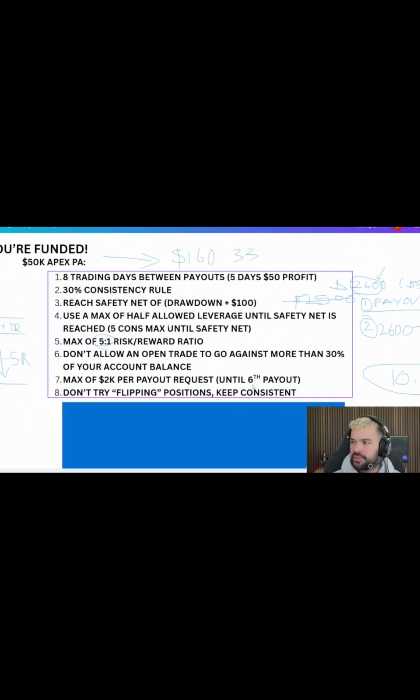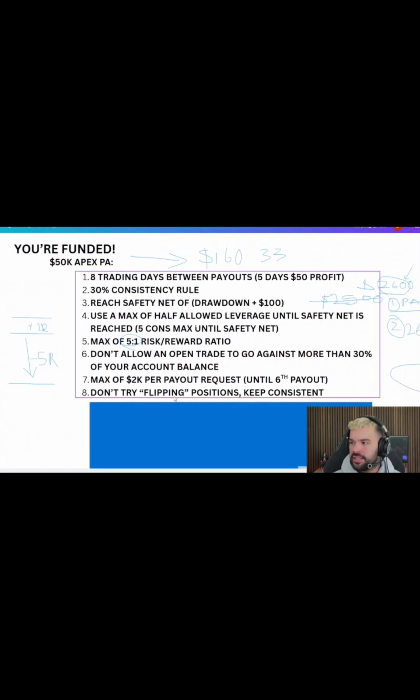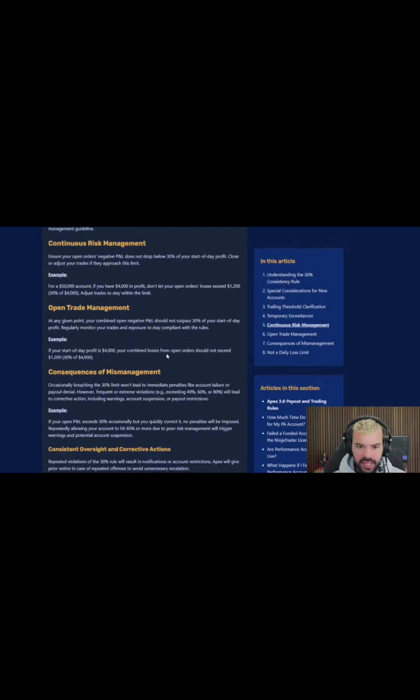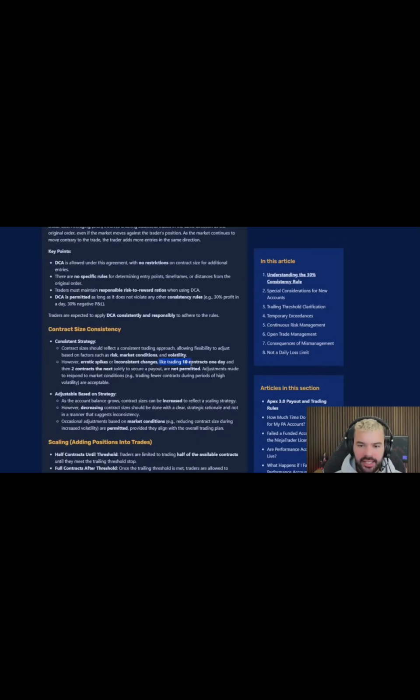Now, lastly, to avoid getting denied payouts, don't try flipping positions. Keep your position sizing consistent. So Apex's FAQ has the best example here explaining what this means. The example they give is trading 10 contracts on one day and then 2 contracts the next solely to secure payouts. Basically, gaming the system and being inconsistent with your risk management is a no-no. You're probably going to get your payouts denied if you try doing that. So keep your position sizing consistent.